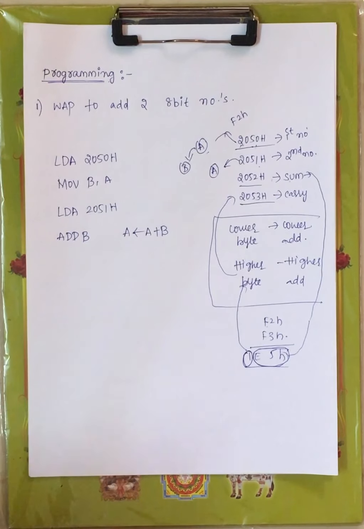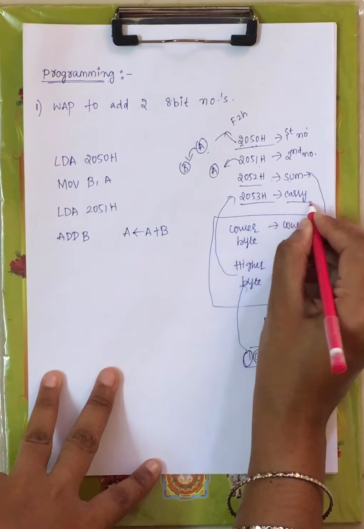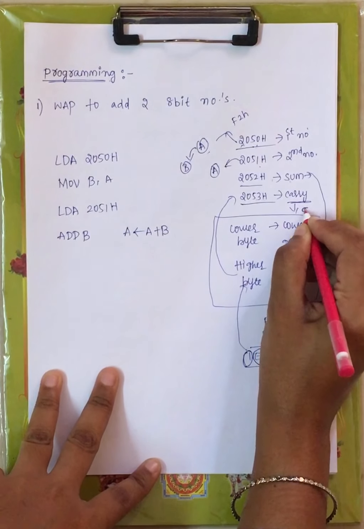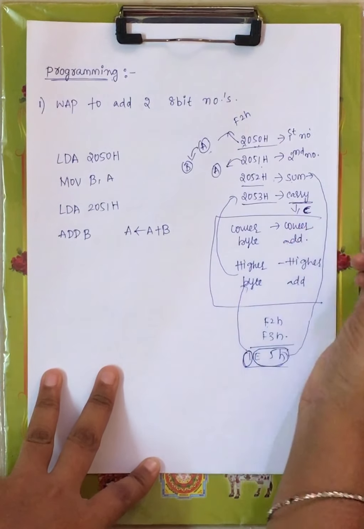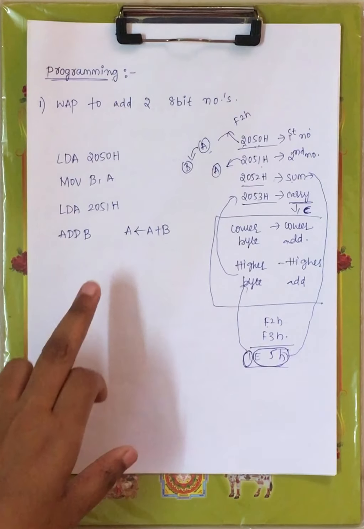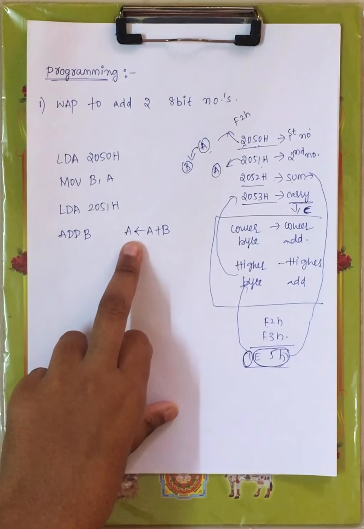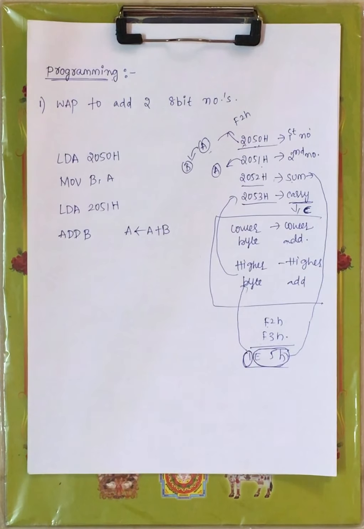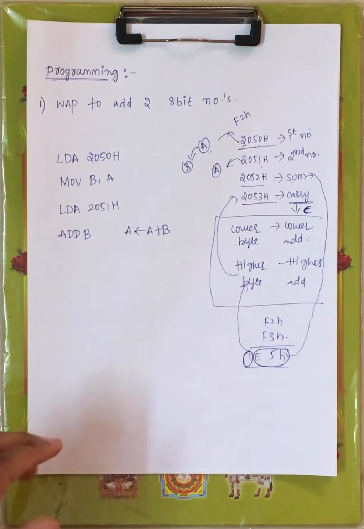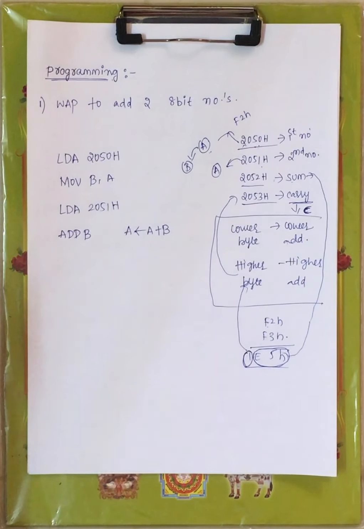Now there may be a chance of getting a carry, or we may not get a carry, right? In order to store the carry I am using the C register. The sum is automatically stored in your accumulator register. After adding B you may get a carry or you may not get a carry.